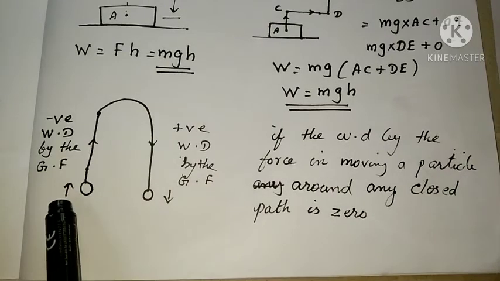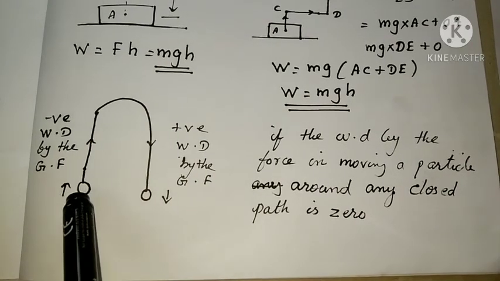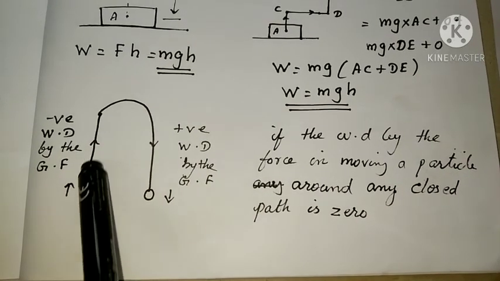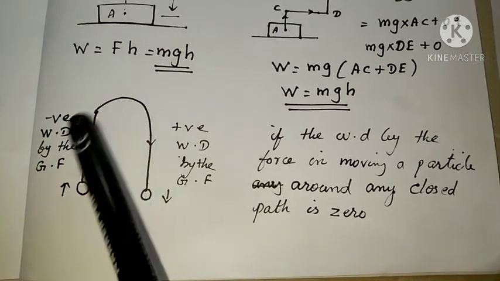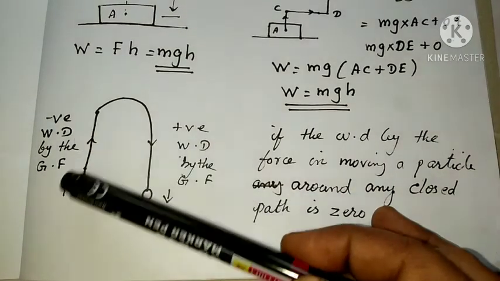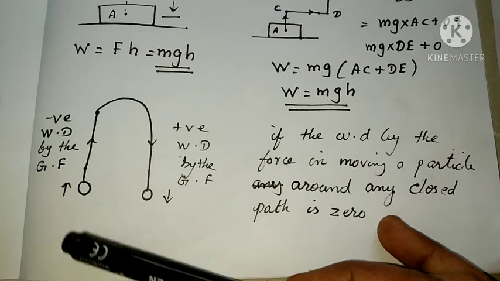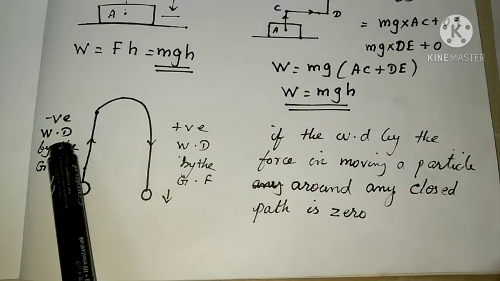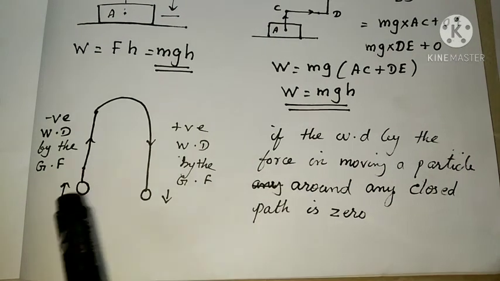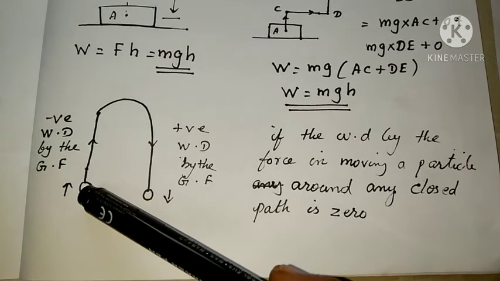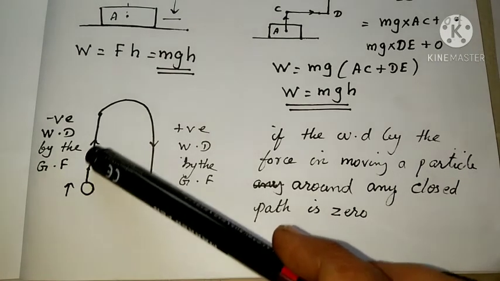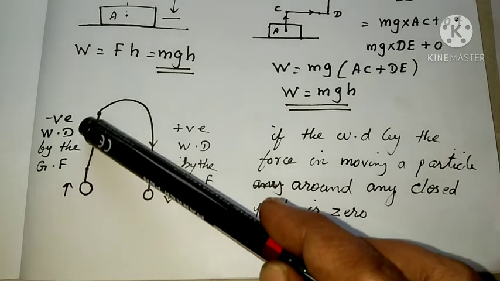So look at this example here. Suppose a ball is moving in the upward direction. Here the work done is against the gravitational force. So what is the work done? Here the work done is negative. Then the kinetic energy decreases when the ball moves in the upward direction.